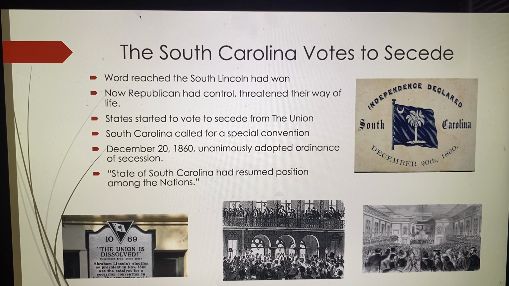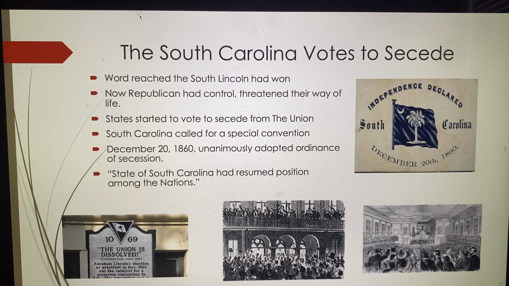Wow, this would cause a big uproar in the South, because they knew what Lincoln stood for, that he was against slavery. So South Carolina voted to secede from the Union. The word reached the South that Lincoln had won. They had already made plans, in fact, for what would happen if Lincoln won. Now the Republicans had control, and this would threaten their way of life, they knew. So the states in the South started to vote to secede from the Union. First of all, it would center on South Carolina.